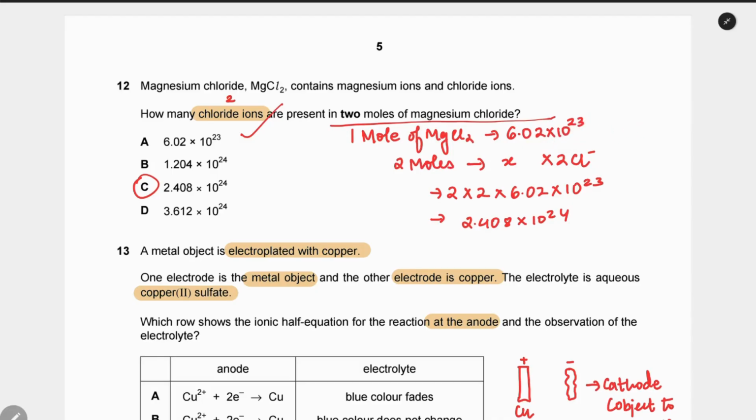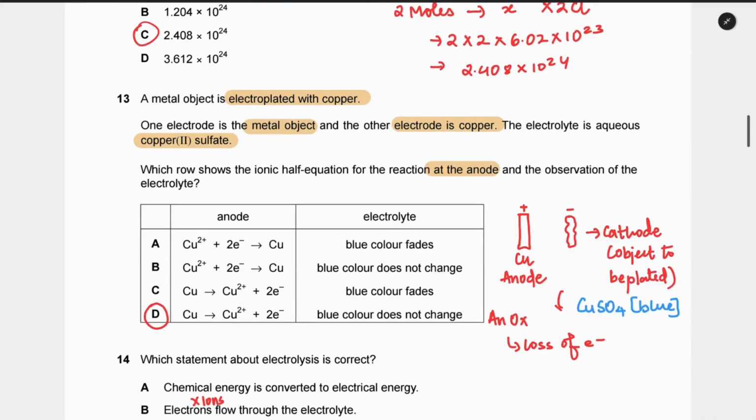But they are asking for chloride ions. How many chloride ions are there? So as you can see in magnesium chloride, how many chlorides are there? 2, right? So I'm going to multiply again by 2. So I'll write here 2 chloride ions, 2 moles multiplied by 6.02 into 10 raised to 23. We're going to get the answer as 2.408 into 10 raised to 24. The correct answer is C.